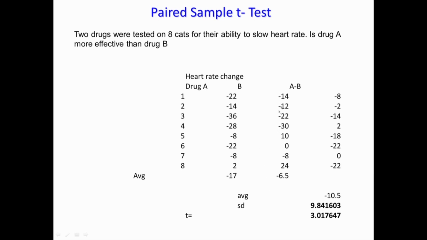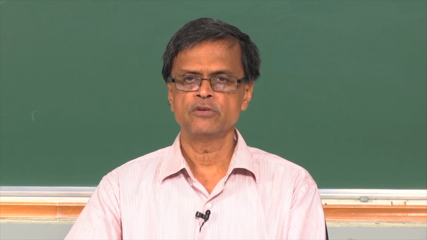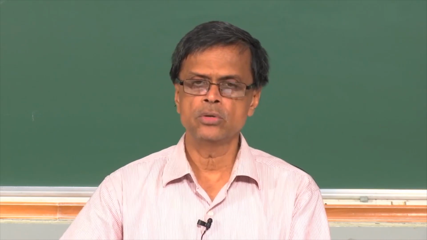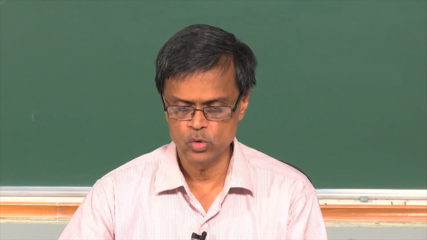One way of doing this is we can assume this as a 2 sample t test and do it, or we can also do it by paired. Paired can be done only if you use the same subject for 2 different treatments, in this case drug A and drug B, or placebo and drug, or control and drug. Okay, same subject has to be used.